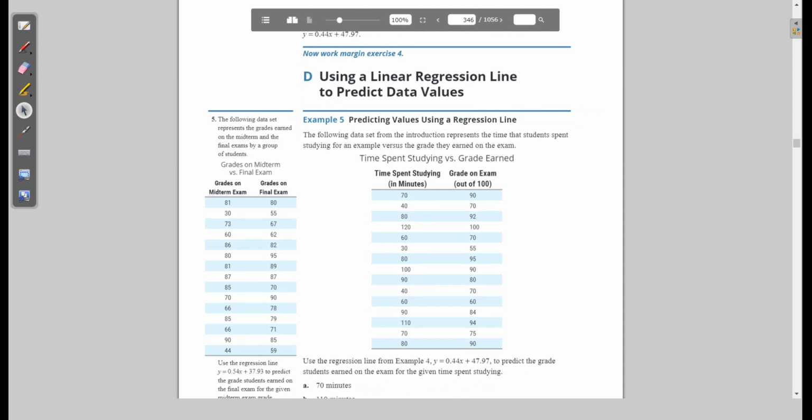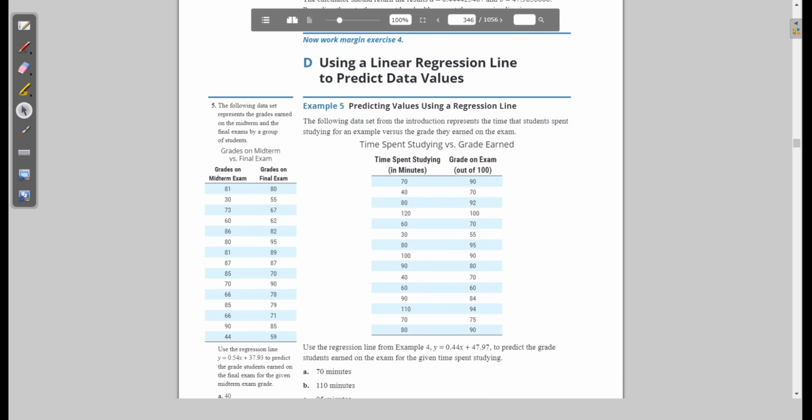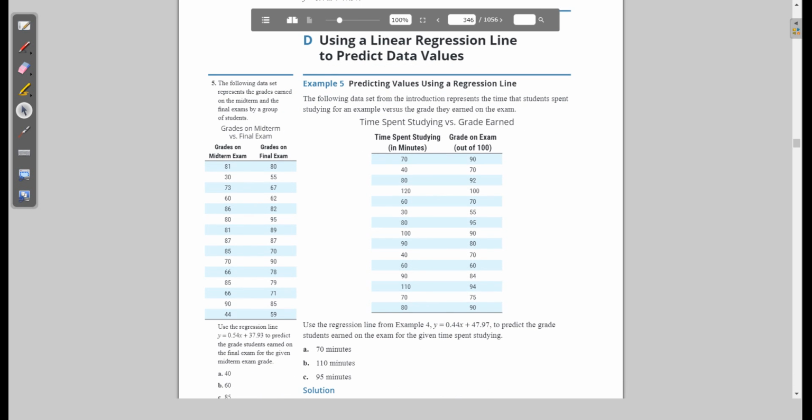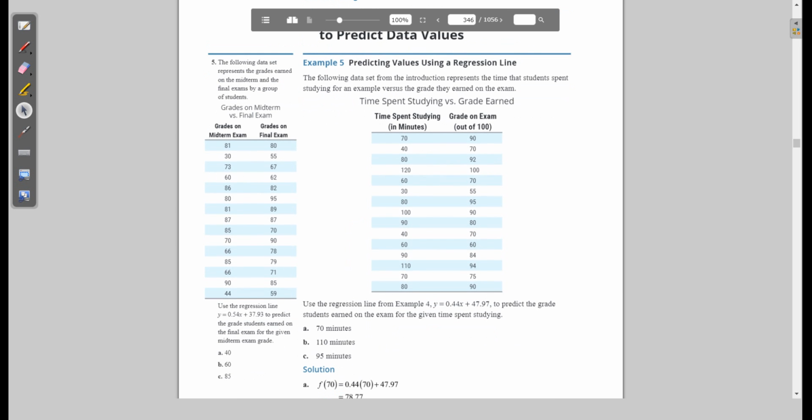Okay, so example 5, we're going to look at using the linear regression line to predict data values. So we're going to try and predict some values here, and this isn't really far-fetched from what people actually do with linear regression models. Example 5 reads: the following data set from the introduction represents the time students spent studying versus the grade they earned. Of course, this is from the beginning.